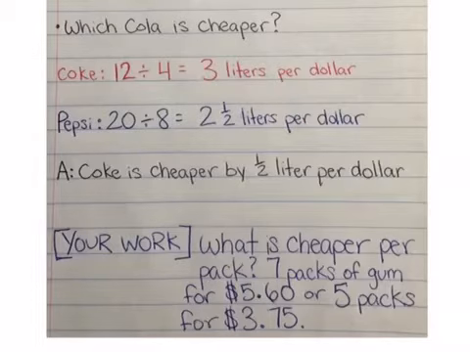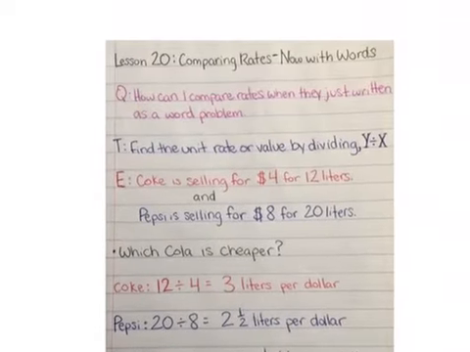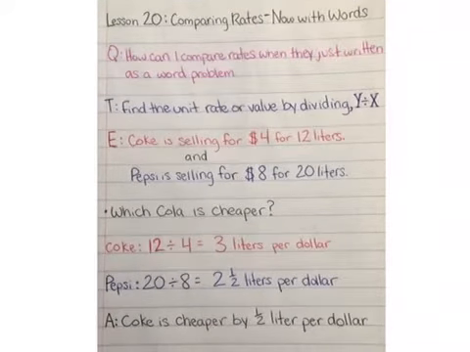Alright, back on track for the lesson. By the end of this lesson, we should be able to compare rates when they are just written as a word problem. In order to do that, we need to find the unit rate, also known as the value of the rate, by dividing.